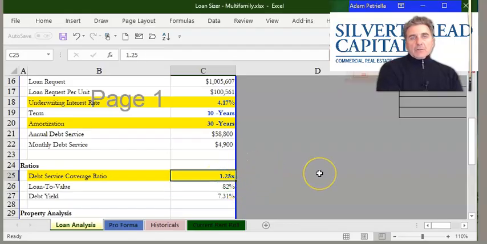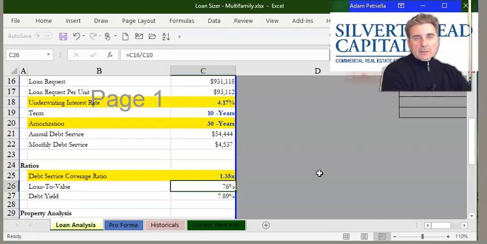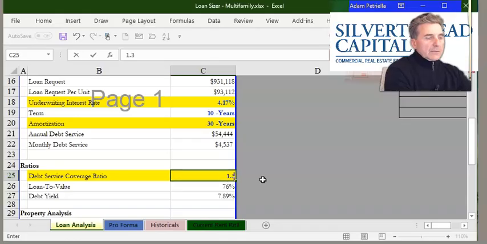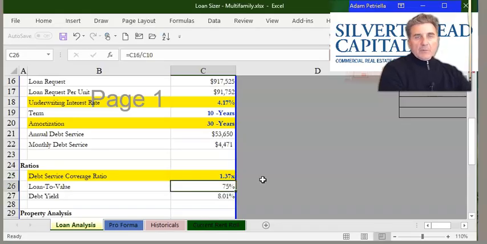So if you're bumping up against an 82% LTV, maybe you need to, not maybe, but you need to adjust the DSCR. So let's go 1.35, and I'm at 76%, still not there. So let's go 1.37, and we're at 75%, right on the nose. So that 75% will fit most lenders' credit boxes.